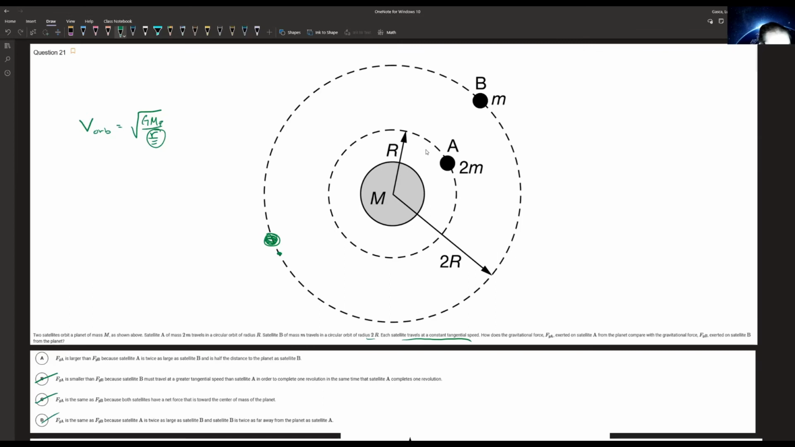Ooh, I don't like this reasoning. Because satellite A is twice as large as satellite B and is half the distance to the planet as satellite B. I think that's the better part. I don't think this part really matters.